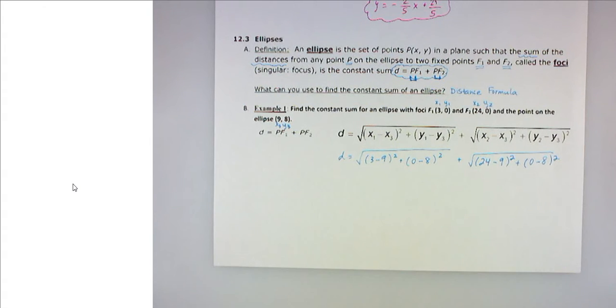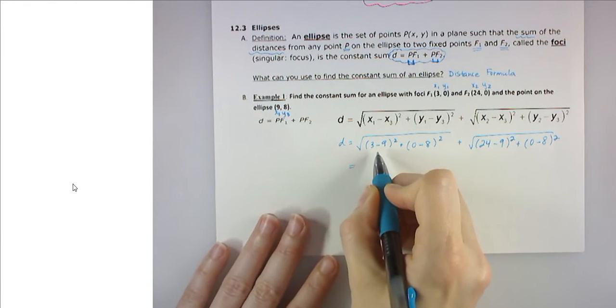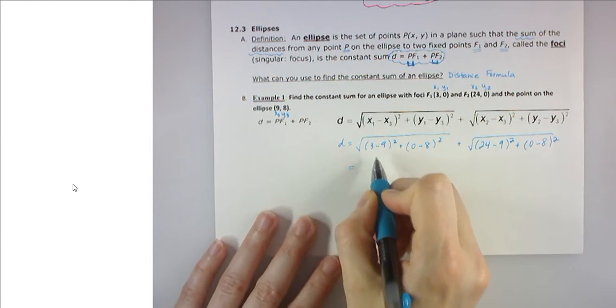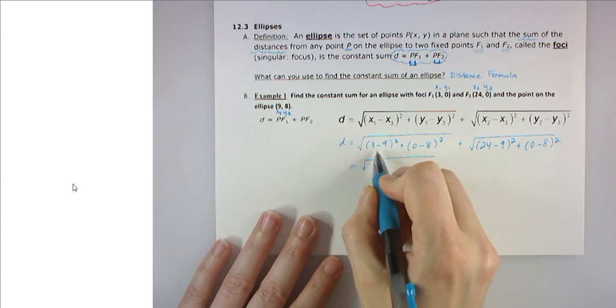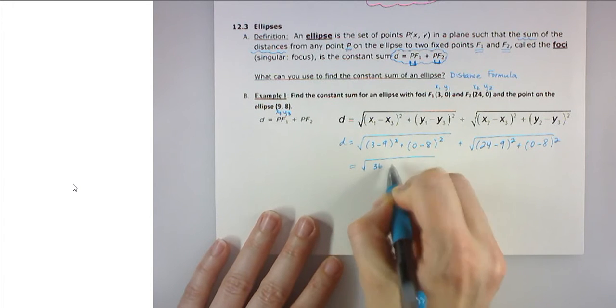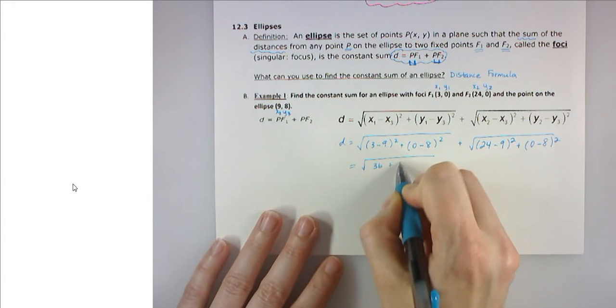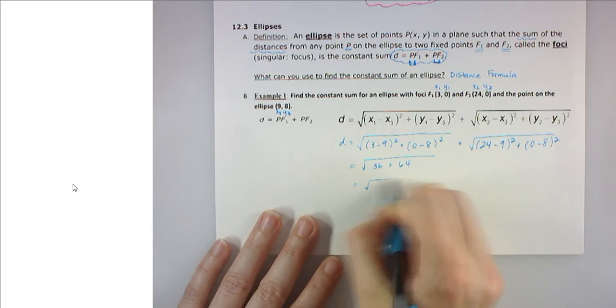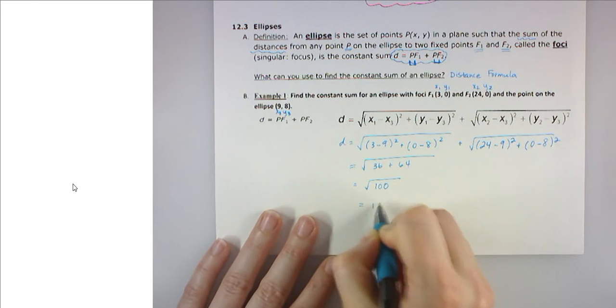Okay, so we know 3 minus 9 is going to be negative 6. Negative 6 squared is 36. Negative 8 squared is 64. We know that that's 100. The square root is 10. We're not done yet. We do have to add it over here.